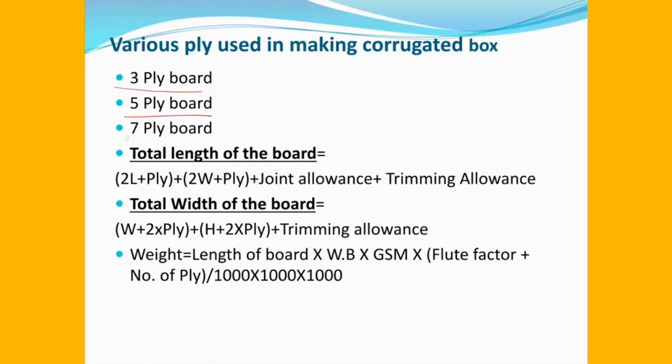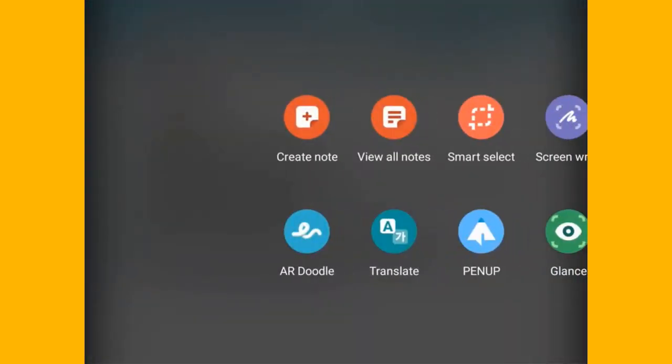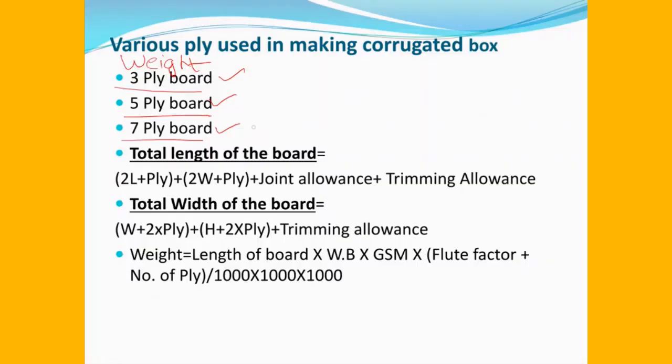Yeah, as we discussed, there are 3 types of plies in terms of corrugated boxes: 3 ply, 5 ply, and 7 ply. Depending upon the structure, the weight of the carton box and how much weight it can store in that carton box are going to depend upon that. So the weight of the carton box and how much weight it can hold, both are very important.